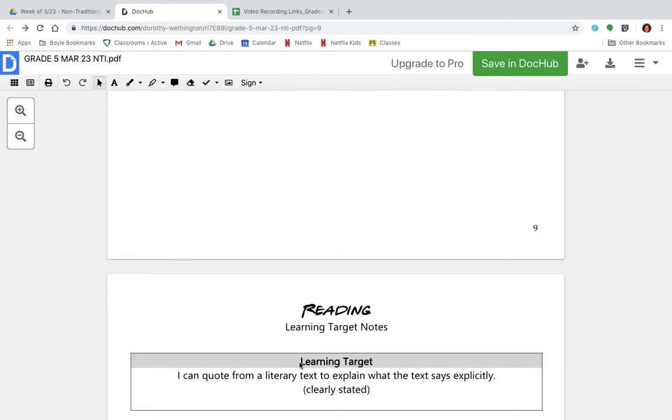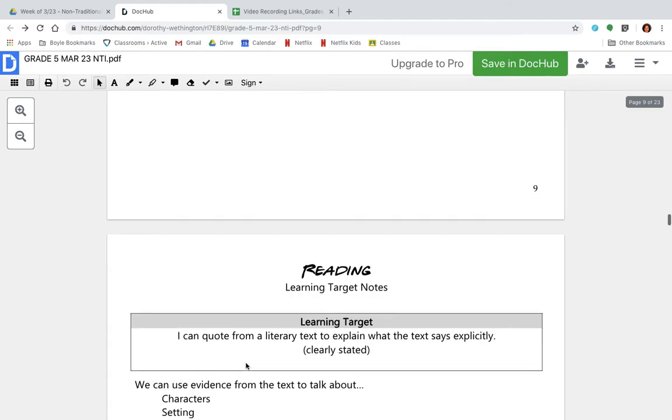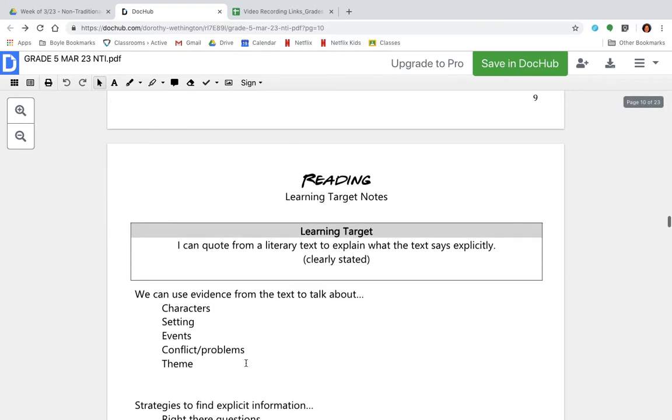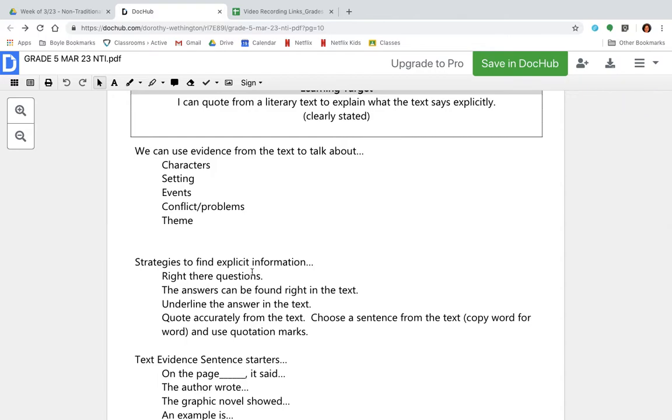Reading, learning target notes. Learning target: I can quote from a literary text to explain what the text says explicitly, clearly stated. We can use evidence from the text to talk about characters, setting, events, conflict, problems, and theme. Strategies to find explicit information. Right there questions. The answers can be found right in the text.